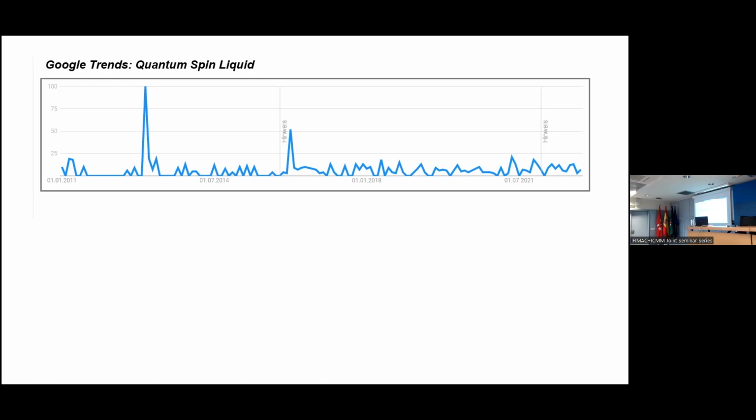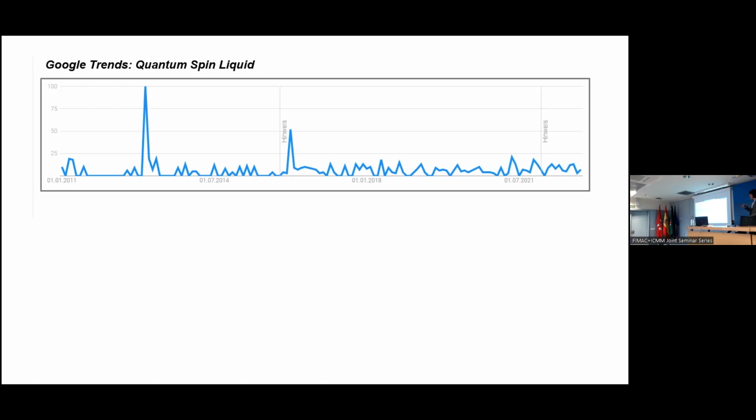I tried to motivate that quantum spin liquid is a very exotic state of matter, a very different concept from ferro and antiferro magnets. And now let's look at the outreach of this concept of quantum spin liquid. If you ask any child in school what a ferromagnet is, everybody can think, yes, I know what it is. But if you ask about spin liquids, they will tell you, I don't know.